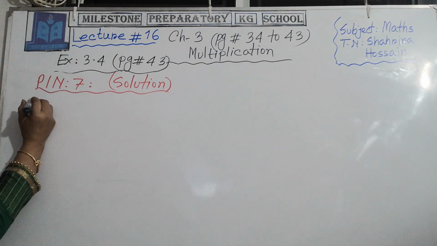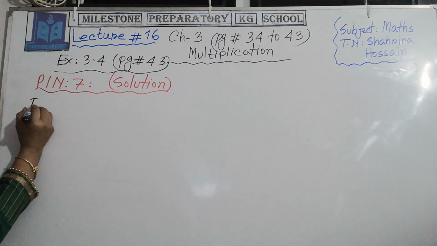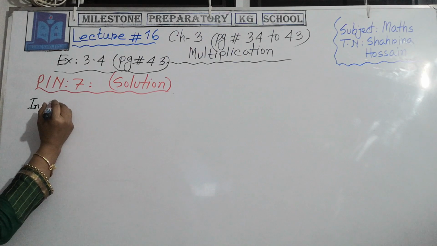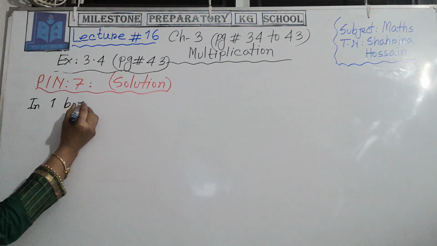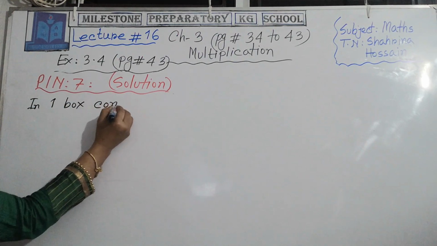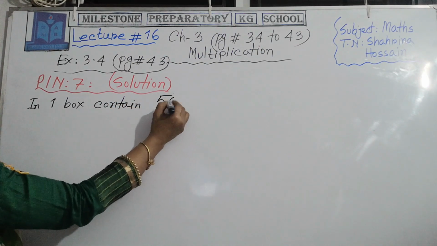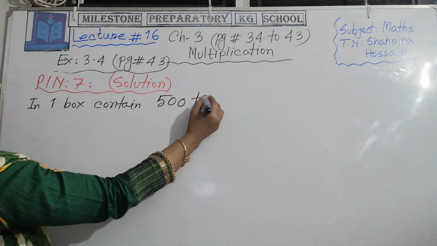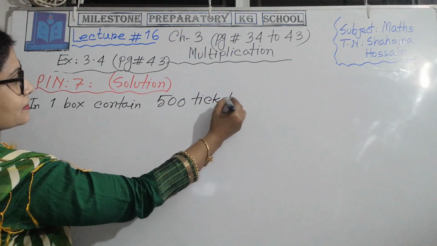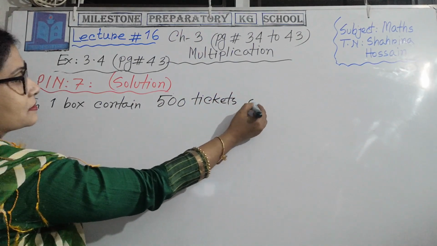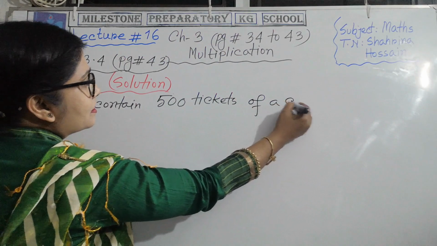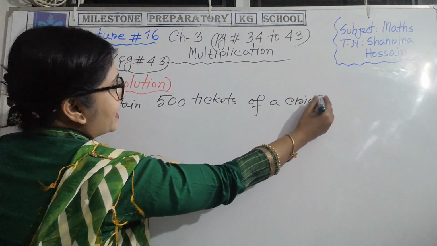Solution. In one box contain 500 tickets of a cricket match.